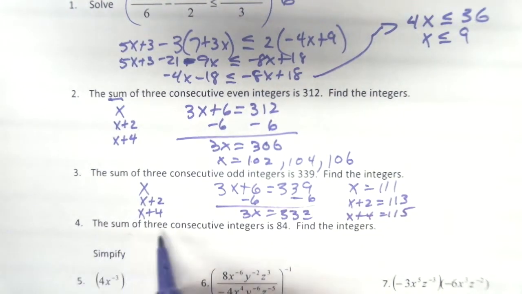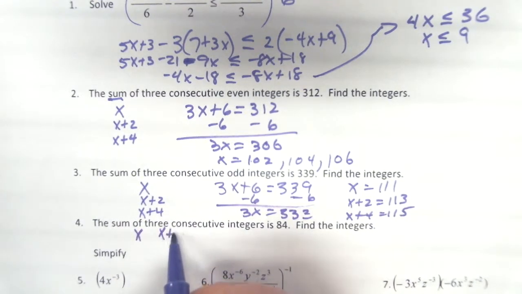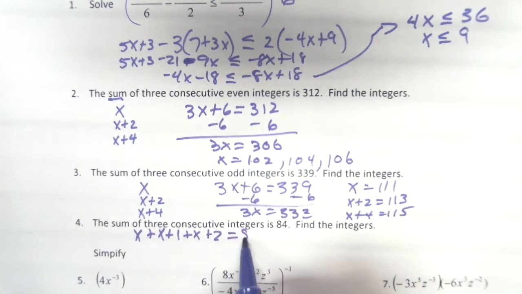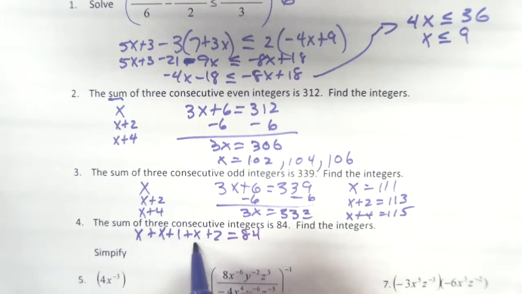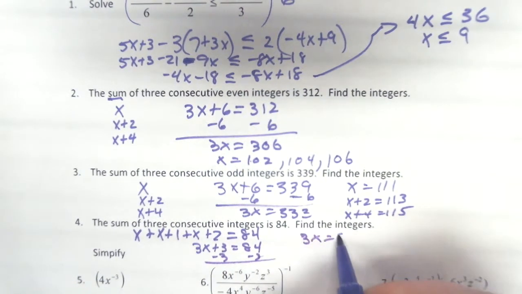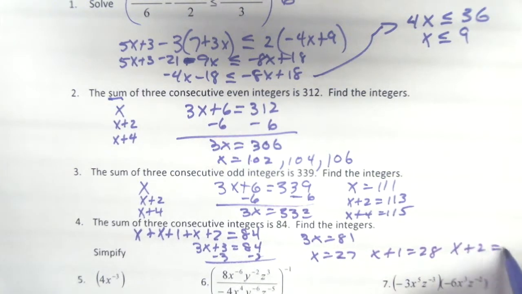In question number 4, we have consecutive integers. So if the first one's x, the next one would be x plus 1, and the third one would be x plus 2. These are neither even nor odd, they're just consecutive integers. Solving this, I get 3x plus 3 equals 84. Subtracting 3 from both sides, I get 3x equals 81, so x is 27. x plus 1 would be 28, and x plus 2 would be 29.